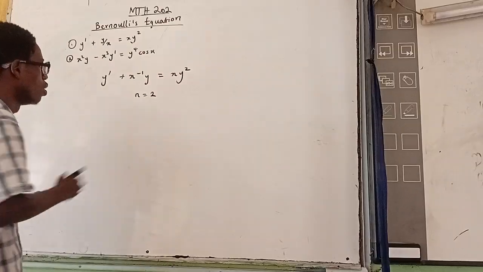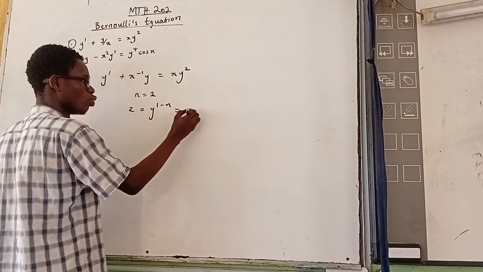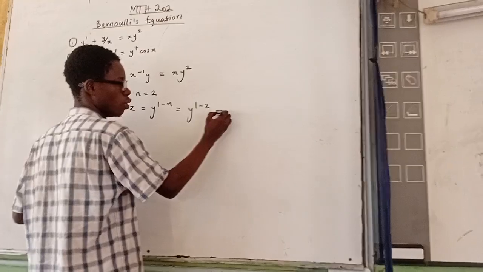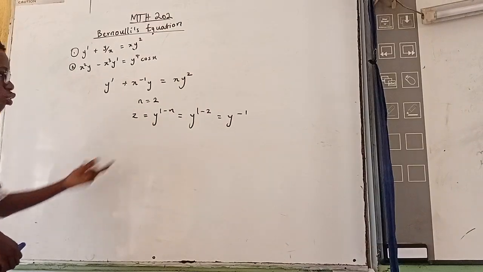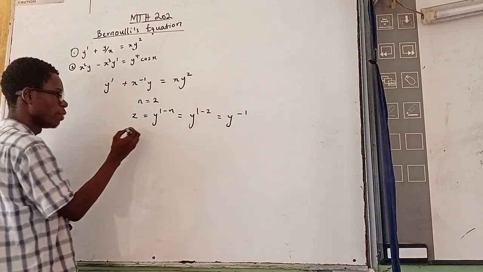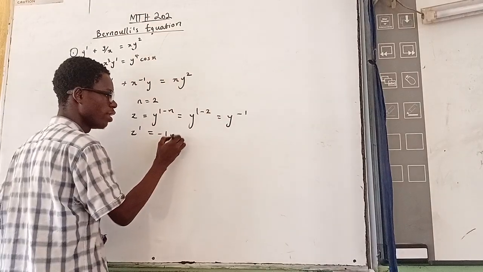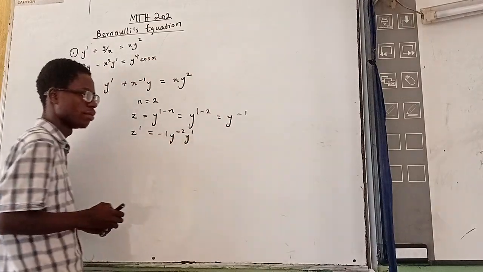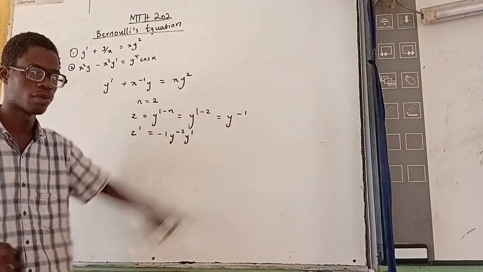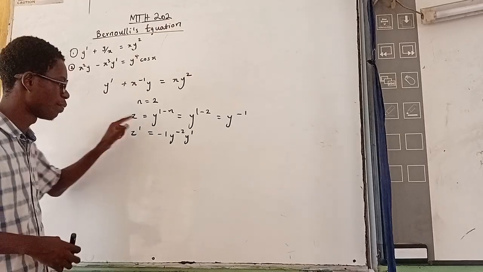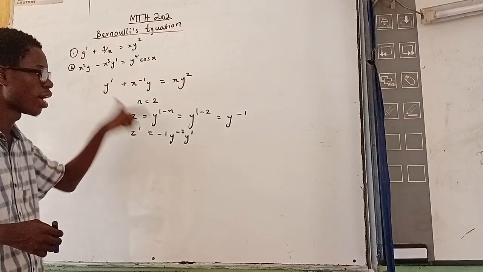n equals 2. So what are we going to do? Our substitution: z equals y raised to power 1 minus n, which equals y raised to power 1 minus 2, since our n is 2. So z equals y raised to power minus 1. This substitution is what we are using. What will z prime be? z prime equals, let's differentiate this. Minus 1 will come down, y raised to power minus 2, y prime, right? So these two equations, don't forget them: z equals y raised to power minus 1, and z prime equals minus 1, y raised to power minus 2, y prime.